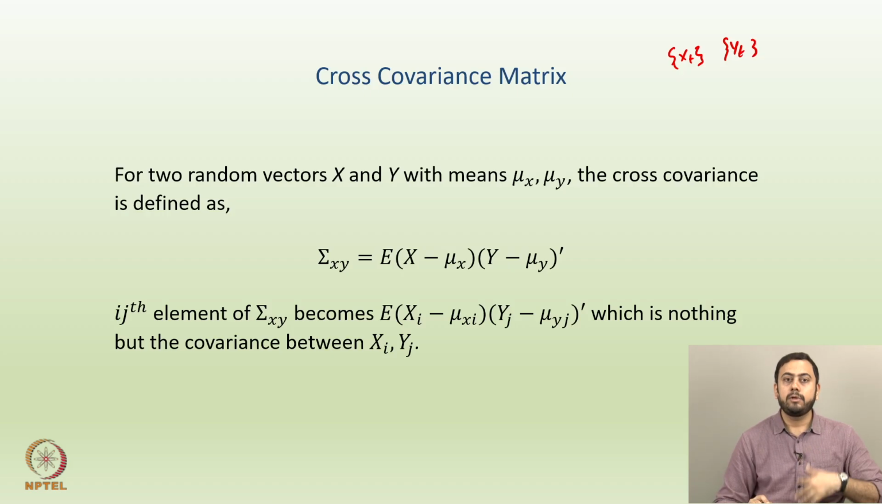Okay. So, let us say if you have two random vectors x and y with corresponding mean vectors mu x and mu y, then the cross covariance matrix is defined by nothing but the covariances among the two random vectors. So, expectation of x minus its mean vector into y minus its mean vector and then transpose. Right. If you remember, earlier we had x minus mu into x minus mu transpose.